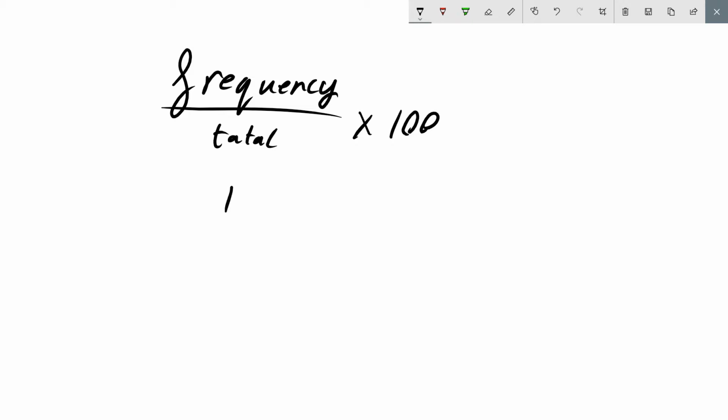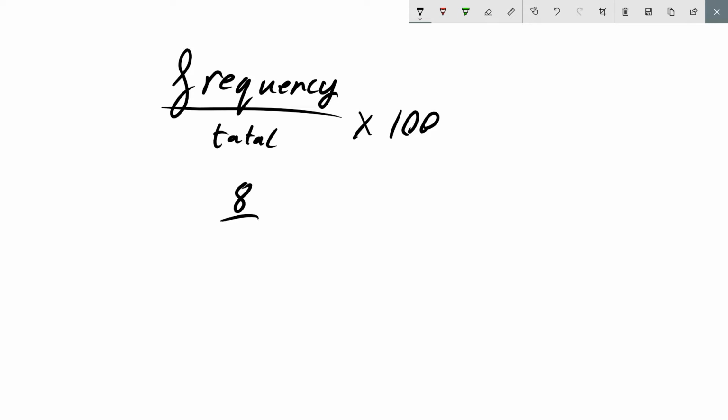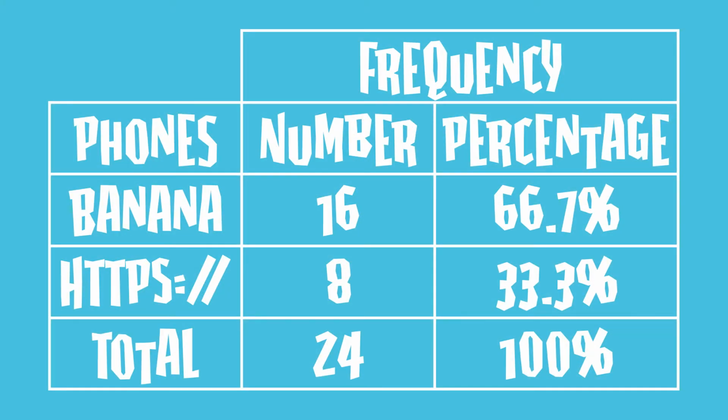We can do this for both the banana phones and the HTTPS phones. So we get 16 divided by 24 times 100, which simplifies to 2/3 times 100, which is 66.67% rounded to two decimal places. For the HTTPS phones, we get 8 divided by 24 times 100, which simplifies to 1/3 times 100, which is 33.33%.